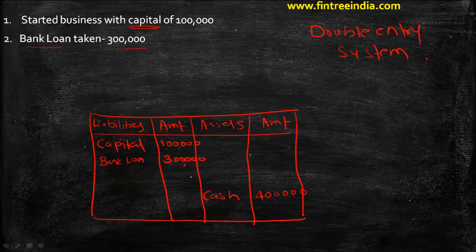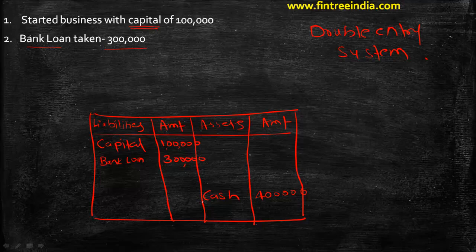And now if you take the total of your liabilities and total of your assets, it is going to be 400,000, 400,000. That means that the balance sheet is getting tallied. So now what we can clearly observe is that the balance sheet gets tallied after each and every transaction.